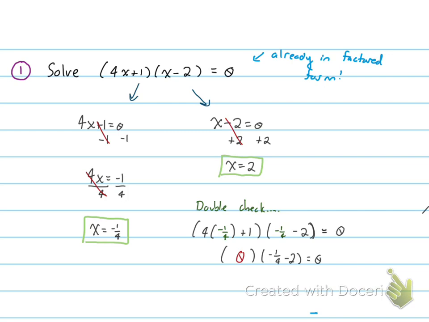And as we talked about, 0 times anything equals 0. So it doesn't even matter what's on the right side there, negative 1/4 minus 2. 0 times any number is going to be 0. So you have 0 equals 0, and that would work as a solution. Same thing would happen if I plug 2 back into the original equation. In the right parentheses, I'll have 2 minus 2 equals 0, making the whole equation again equal 0. So those are my solutions, and I'm ready to move on.